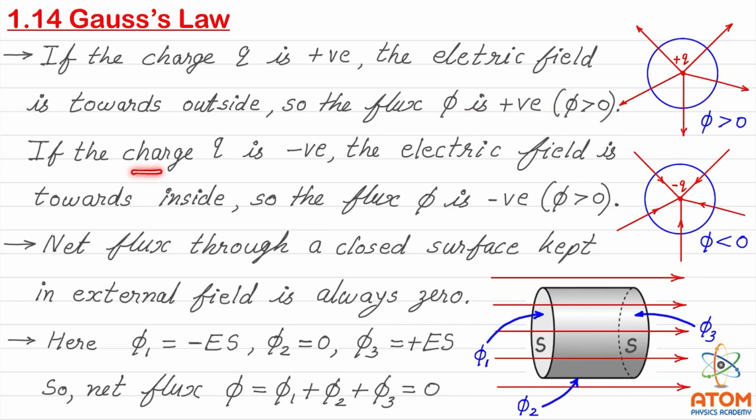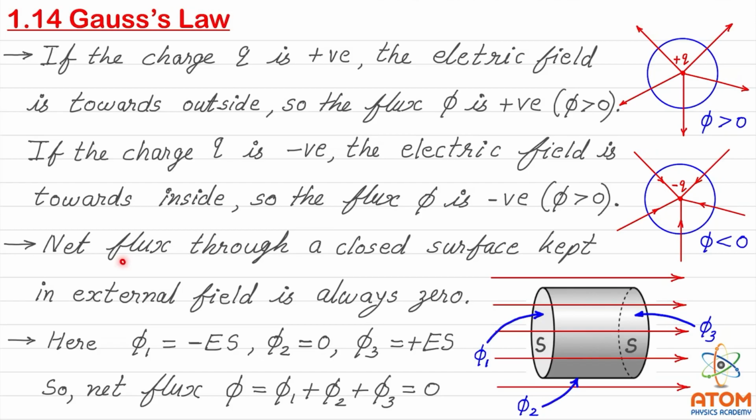But if you take the charge to be negative, then the electric field is inward and so the flux will be negative. Here is the negative charge q, so the electric field lines are coming inside, and in this situation when we use the equation phi is equal to q by epsilon 0, you have to put minus q, and that's why the flux will be negative. So flux phi will be less than 0.